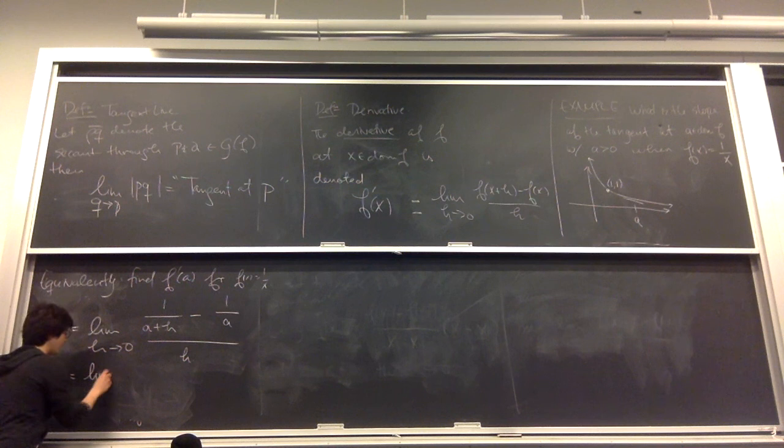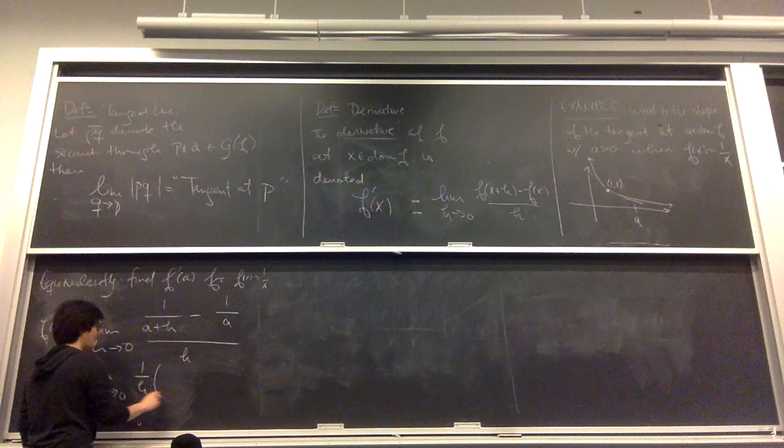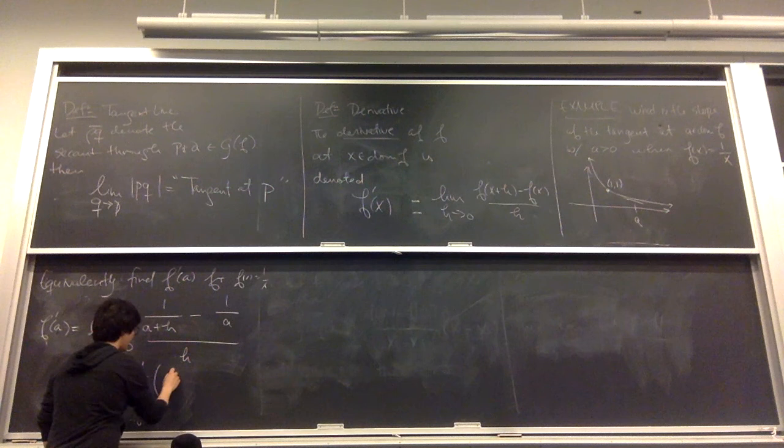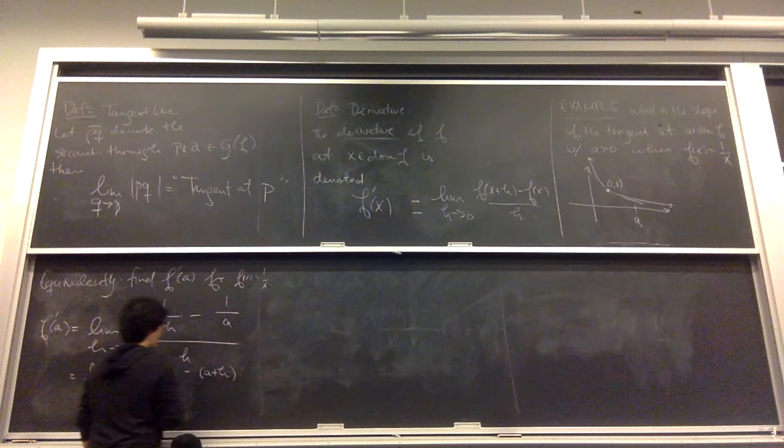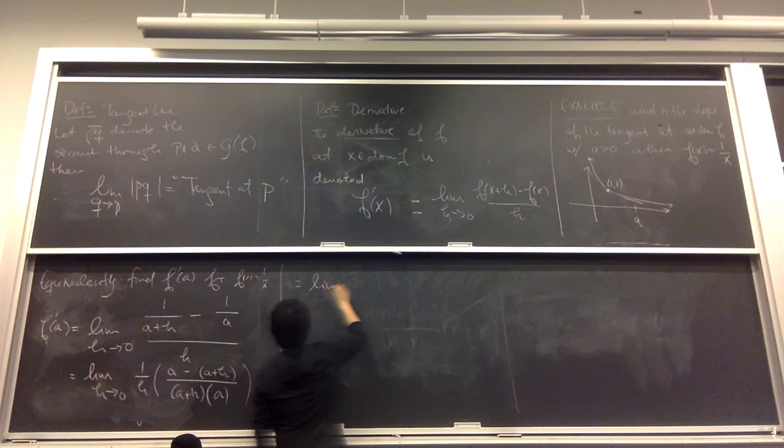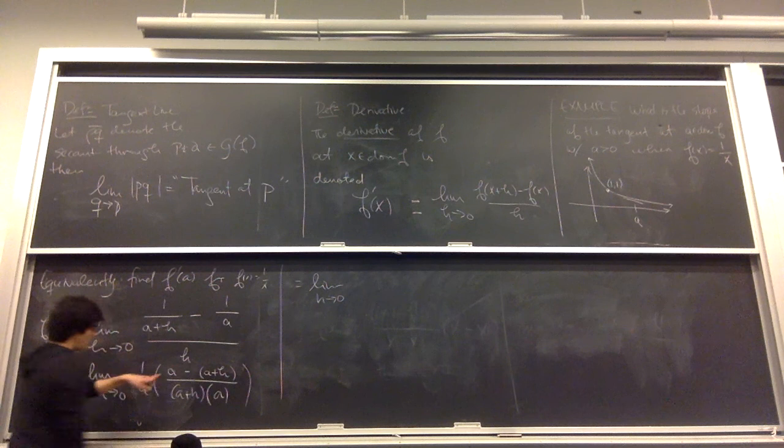So what we get here is the limit as h goes to 0 of 1 over h. That's this guy. And then I'm going to combine these fractions. So there's going to be an a here, and then a minus a plus h on the other side. And then that's all going to be over the common denominator a plus h a. And do we get any simplifications from this? Limit h goes to 0. So what do we get? We get an a minus a, so that's gone. You get a minus h.